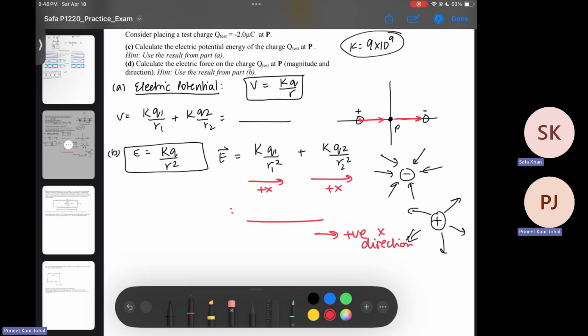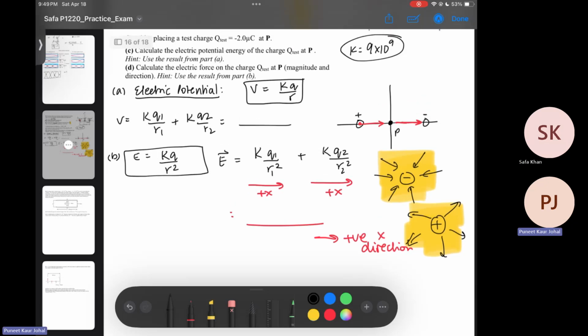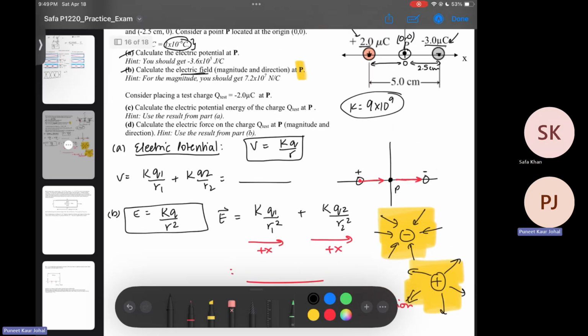But the concept for that is to know how electric field lines behave for positive or negative charges. So it's just plugging in the values for part A, so I'm just gonna let you do that.